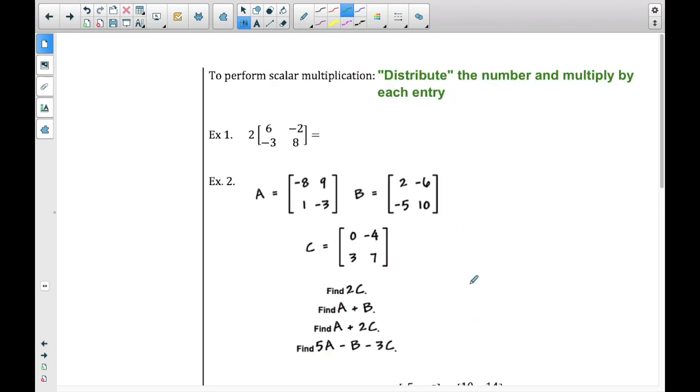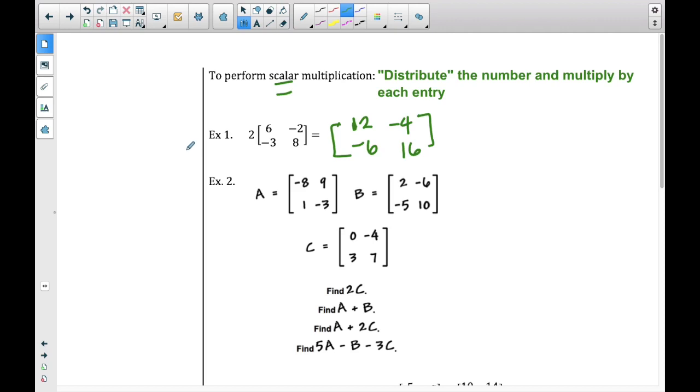On the next page, we're talking about multiplication. When we multiply, there's a couple different types of multiplication. This is called scalar multiplication. Scalar multiplication is when you have one number outside and you're multiplying the whole matrix by that number. To do that, you just distribute the number and multiply each entry. So if we do this on example 1, 2 times 6 is 12. Excuse me. 2 times -2 is -4. 2 times -3 is -6, that's a 12. And 2 times 8 is 16. That's all you have to do with scalar multiplication.